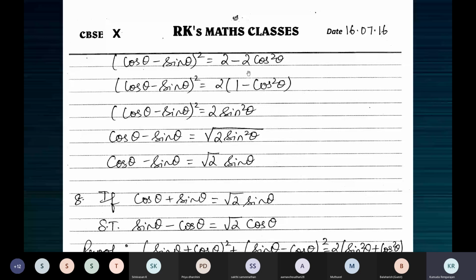So on transposing, 2 cos square theta comes as minus 2 cos square theta. Whenever there's something common, take it out. 1 minus cos square theta is sin square theta. So cos theta minus sin theta, the whole square, is this. So cos theta minus sin theta will be the square root of 2 sin square theta. So sin square theta comes out as sin theta, root 2. So cos theta minus sin theta is root 2 sin theta. Proved.